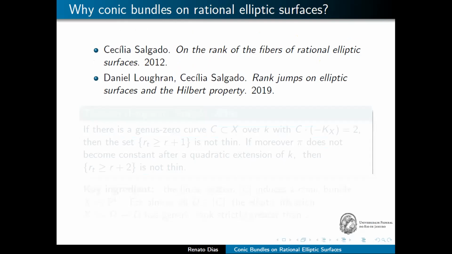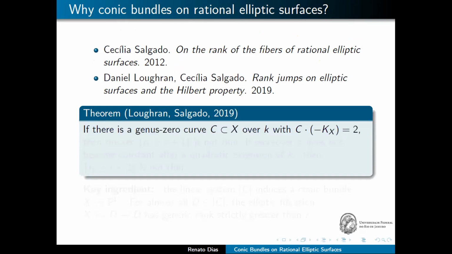And they prove this theorem, which is: if there is a genus 0 curve C over K with intersection 2 with the anti-canonical divisor, then the set where the rank jumps is not thin. Not thin is a very precise notion. When we say that the set is not thin, first of all, it means that it's an infinite set. So the rank jumps infinitely many times, which is very interesting.